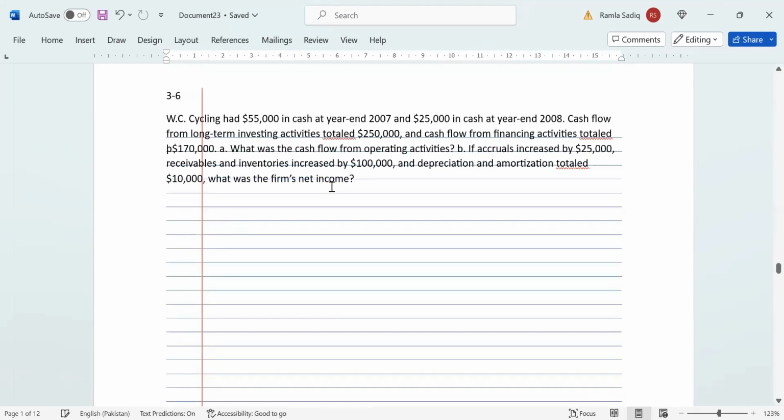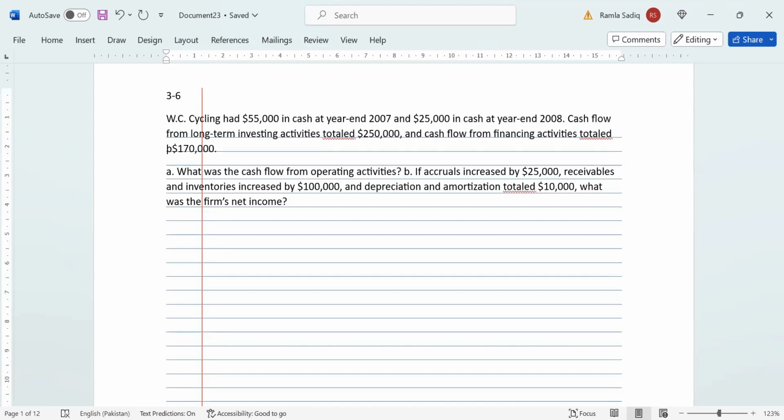All right, now the next question, 3-6. It says WC Cycling had $55,000 in cash at year-end 2007 and $25,000 in cash at year-end 2008. Cash flow from long-term investing activities totaled $250,000, and cash flow from financing activities totaled $170,000. Part A says, what was the cash flow from operating activities?